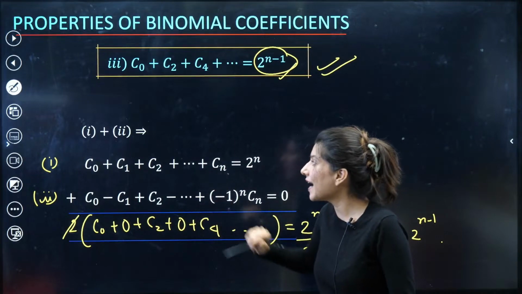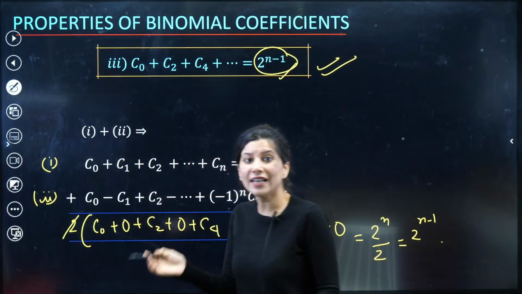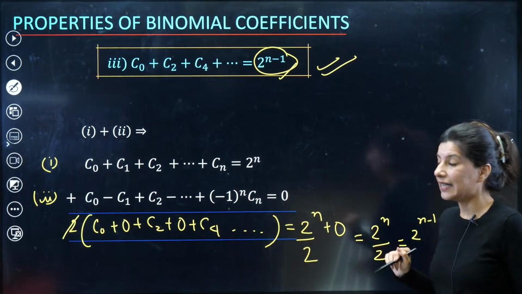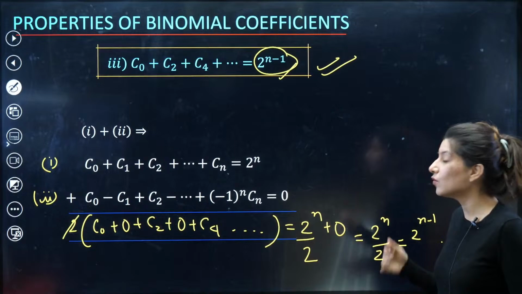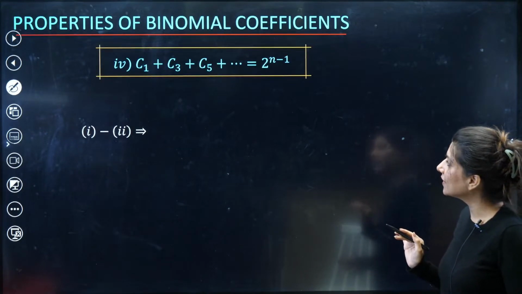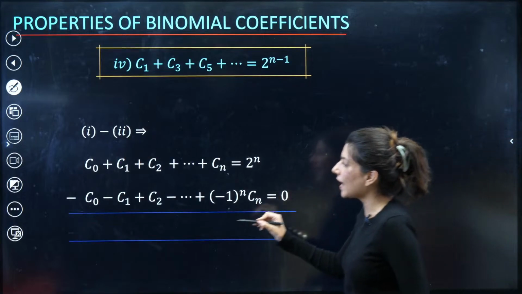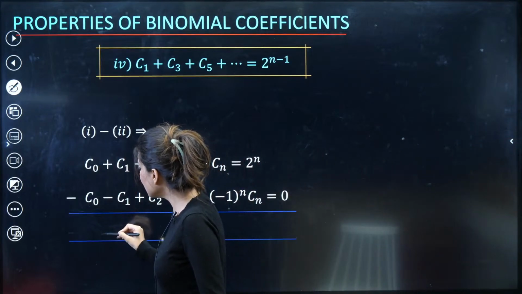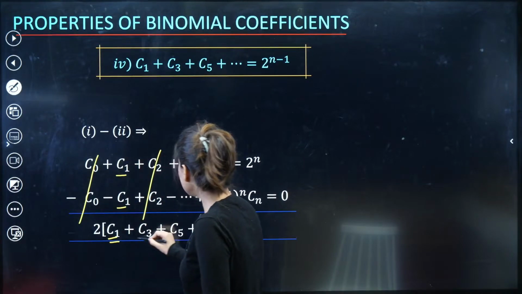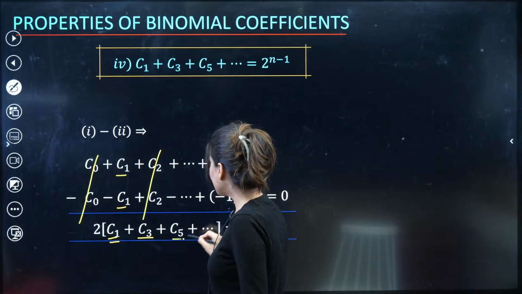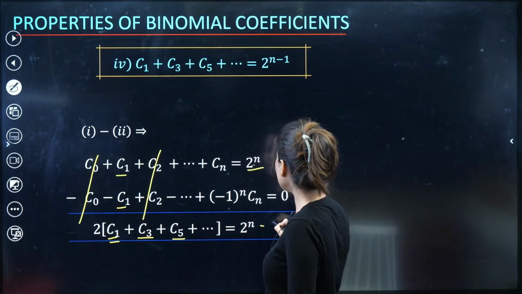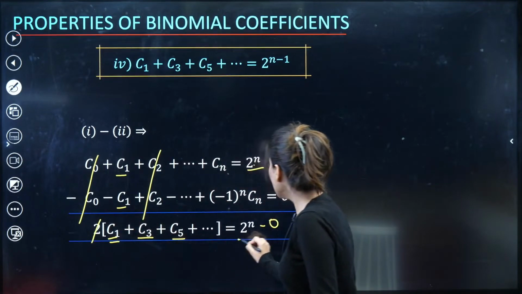The moment you subtract these two, C1 will add up and C0, C2 will get cancelled out, right? C0 will get cancelled out, C2 will get cancelled out. The moment you subtract, C0 will get cancelled out, C1 will become 2C1, then 3 NC3, 5, right? So this is going to be twice of, again, we are subtracting, so 2 raised to power n minus 0. Now this 2 will go and upon 2.